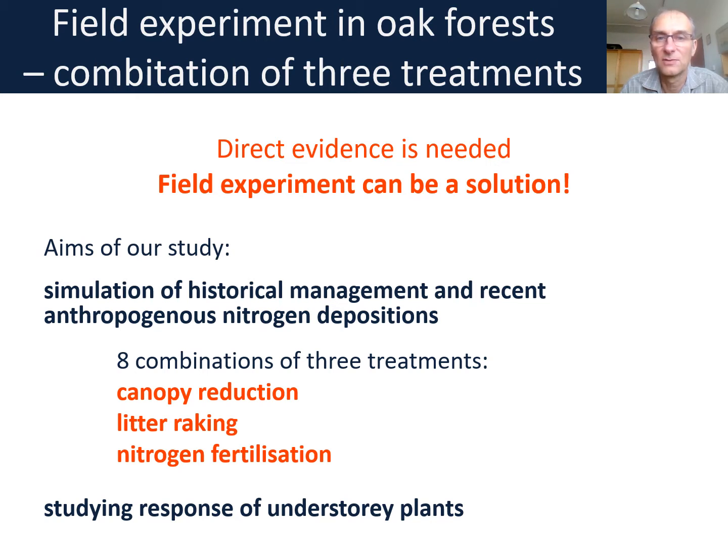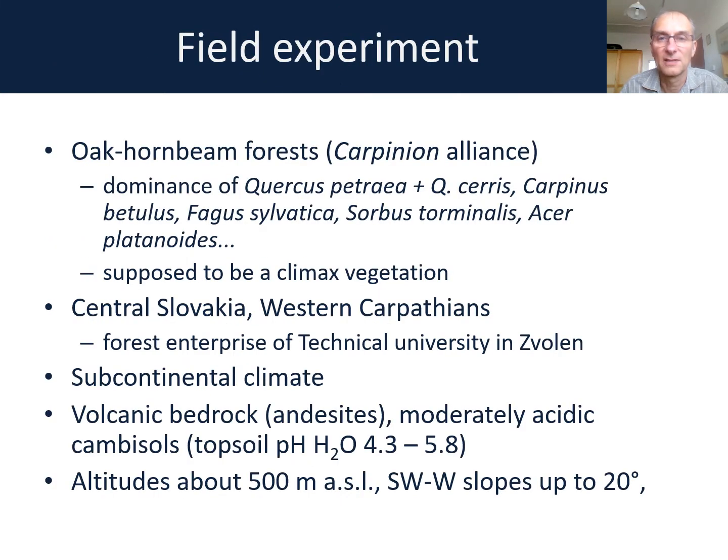The aim of our study using a field experiment is to simulate the effects of some drivers of plant understory change using 3 treatments and their interactions. Our field experiments were set up in 2017 in forests dominated by Quercus petraea of the Carpathian Alliance. This is supposed to be the climax vegetation here in central Slovakia. The area has a subcontinental climate, volcanic bedrock, and altitudes of about 500 meters above sea level.